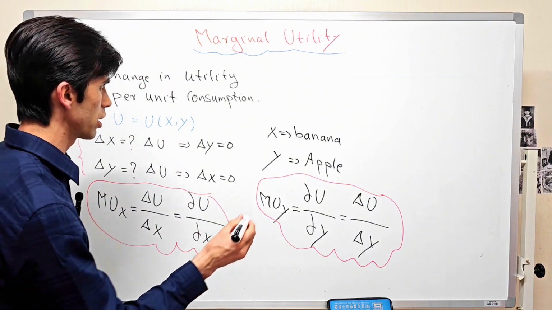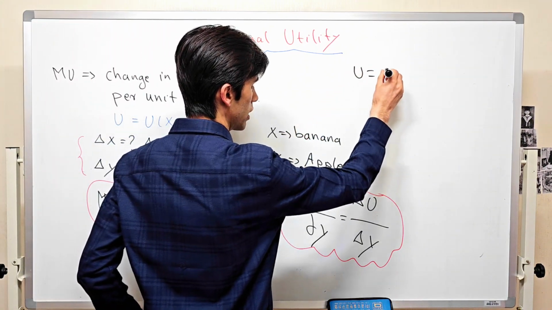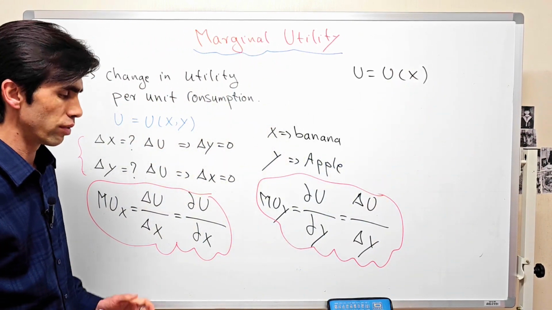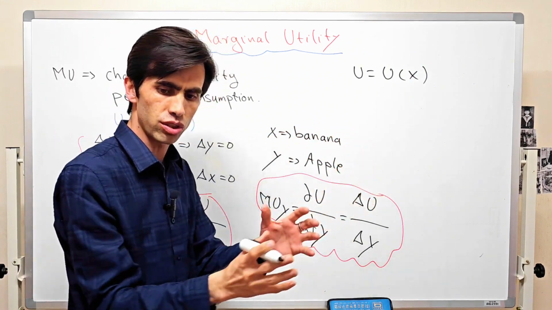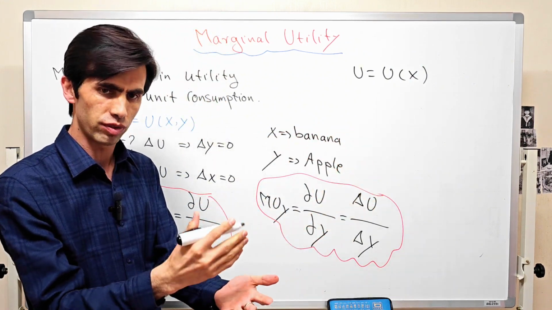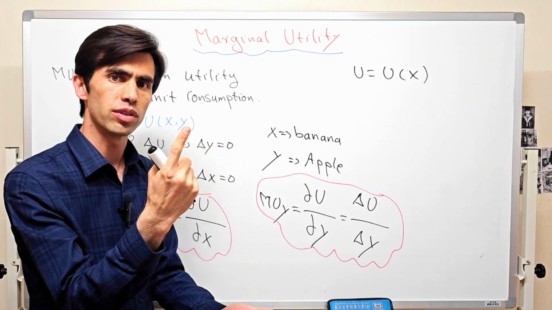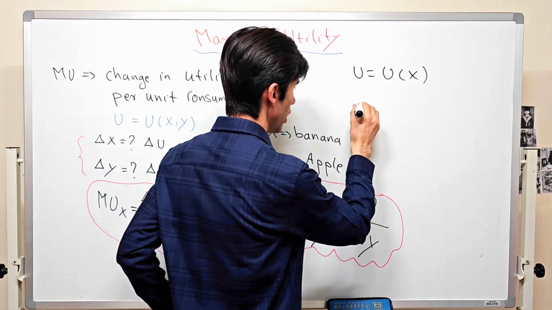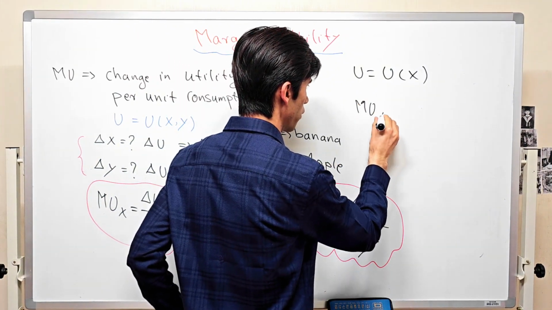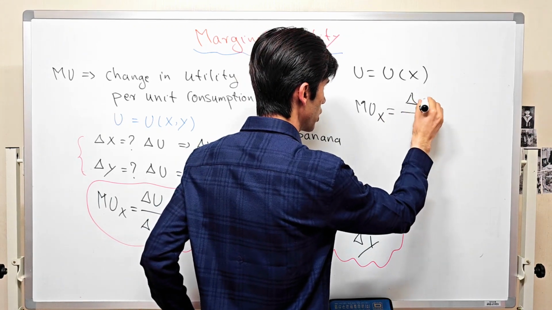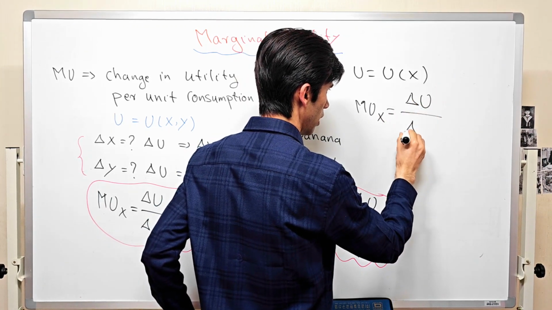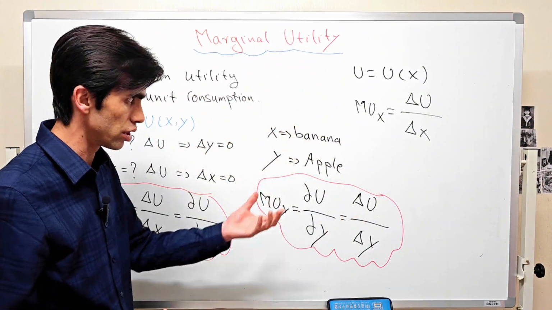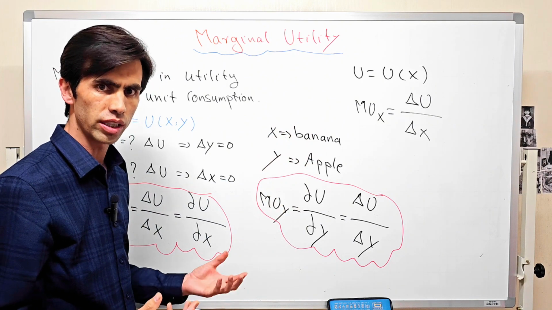Let's suppose another case, where the utility function is just a function of one good, which is x. When we change the consumption of x by 1 unit, there are no other consumptions to keep fixed, because we have just one type of good in our consumption bundle, which is only x, which is only banana. So when we find the marginal utility of x, which is again the change in utility per unit of x, instead of the partial derivative we can just use the derivative, because there is no other good in this consumption bundle.